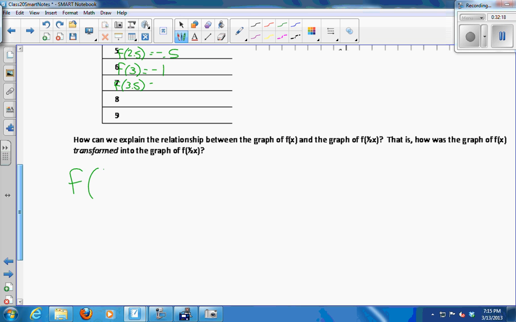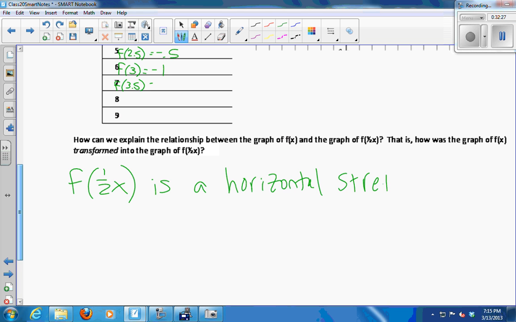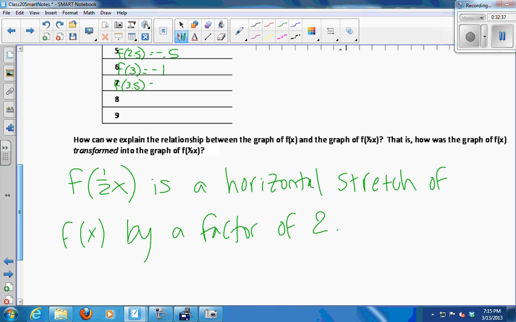So f of 1/2 x is a horizontal stretch of f of x by a factor of 2.